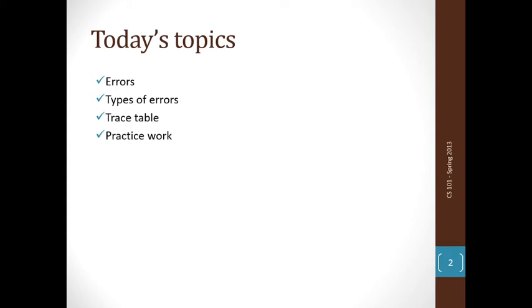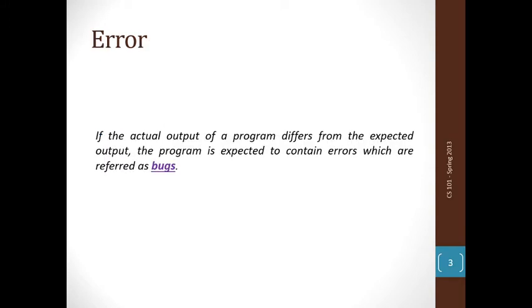Today we are going to discuss errors, types of errors in C++ language, trace table, and then we have a practice work. So let's get started. Error. If the actual output of a program differs from the expected output, the program is expected to contain errors, which are referred to as bugs. So what is a bug? An error in a program is known as a bug.